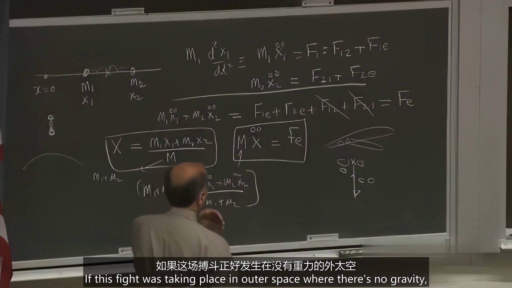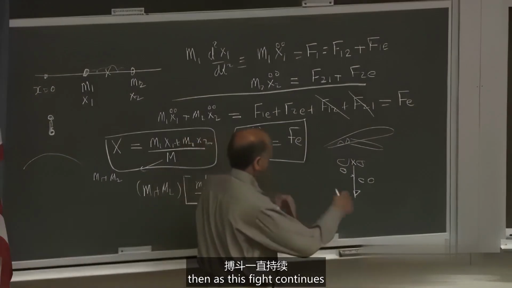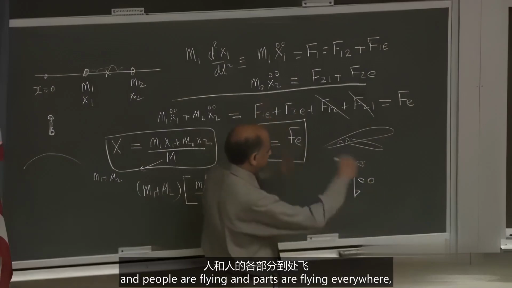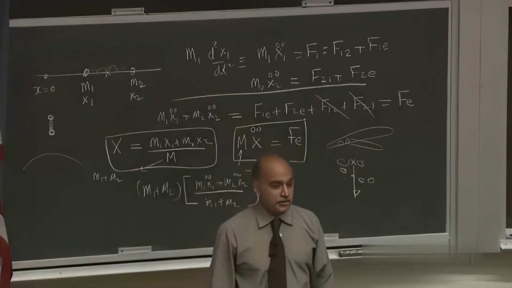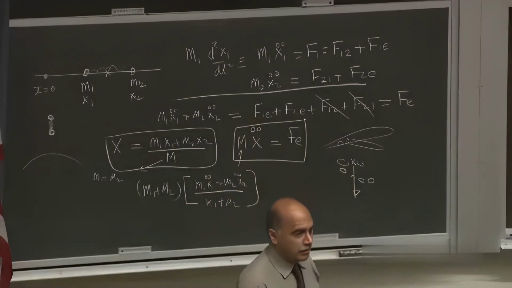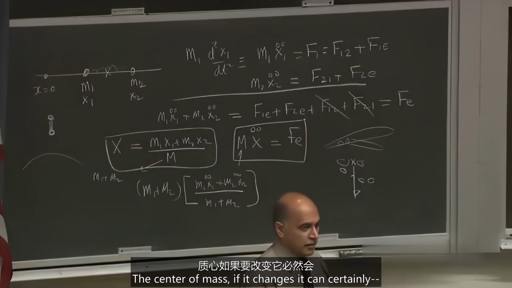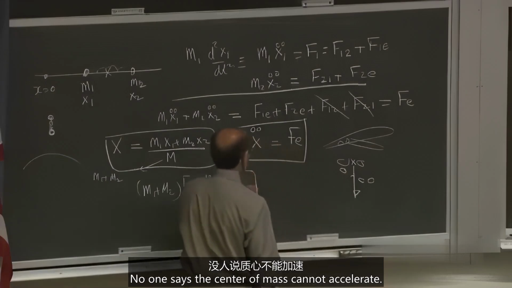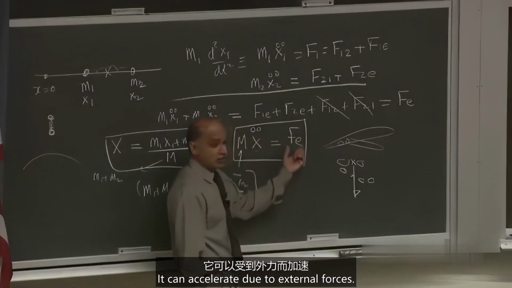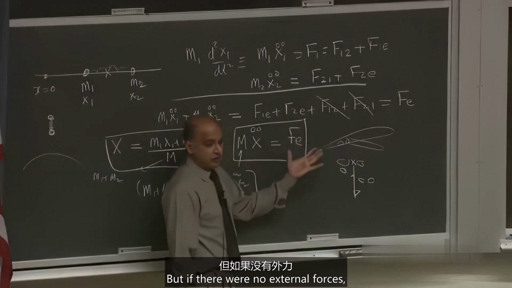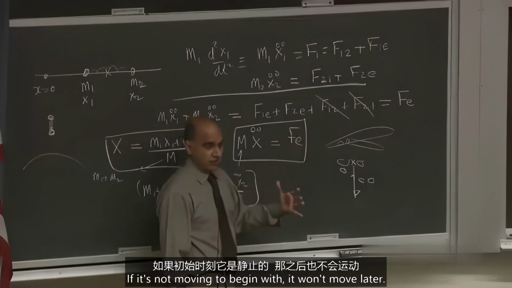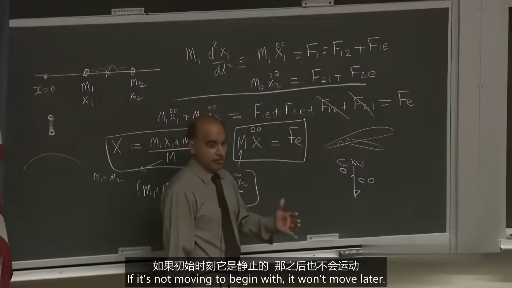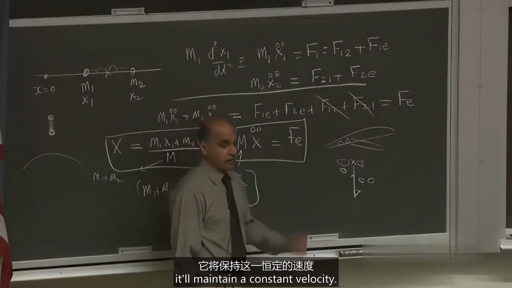If this fight was taking place in outer space where there's no gravity, then as this fight continues and people are flying and parts are flying everywhere, center of mass will just be in one location, not doing anything. Yes? Couldn't the internal forces change the center of mass's location? No, that's what I'm saying. Center of mass can certainly accelerate, no one says it cannot. It can accelerate due to external forces. But if there were no external forces, then the center of mass will behave like a particle with no force. If it is not moving to begin with, it won't move later. Or if it is moving to begin with, it will maintain a constant velocity.